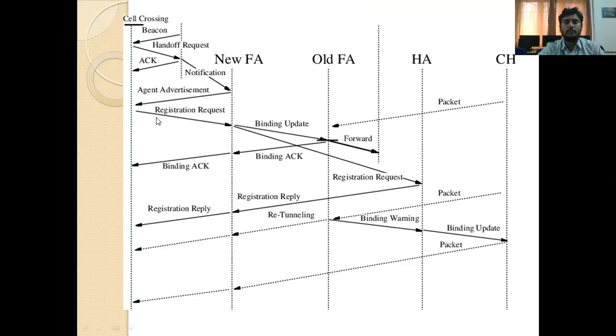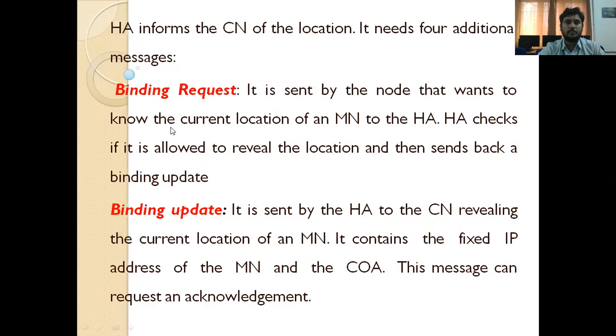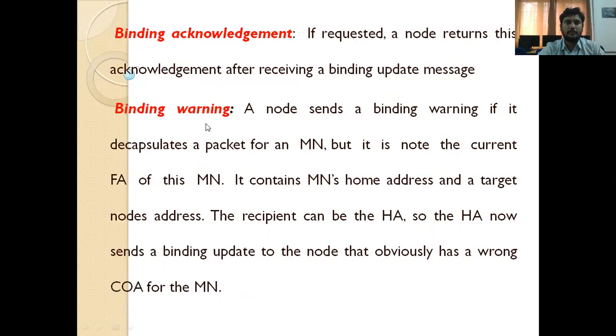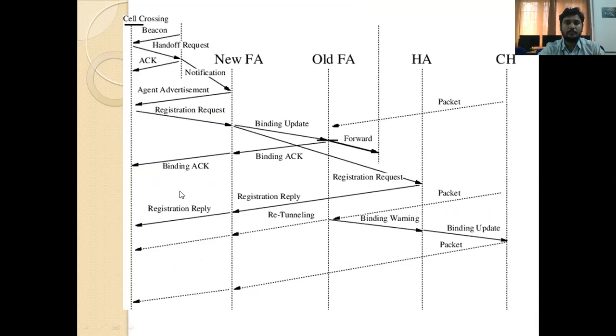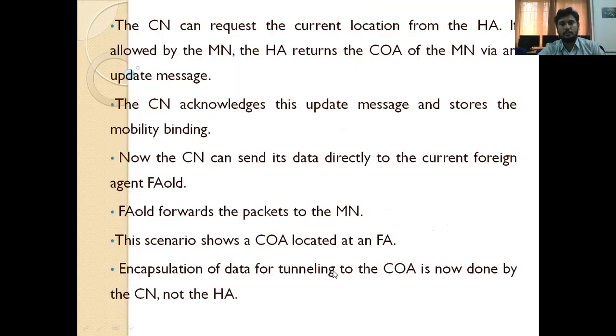So that's why there are four messages. Those four messages are first binding request, update, acknowledgement, and warning. So binding registration request, binding update, and it is forwarded to the HA, binding acknowledgement from old FA to the new FA, and registration request, new FA to the HA, and registration reply from home agent to the mobile node, and retunneling. So packet is again transmitted to the mobile node. So in this way optimization is done. So that we discuss here.